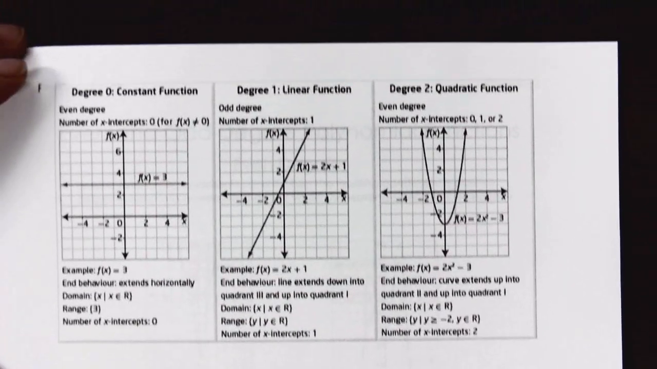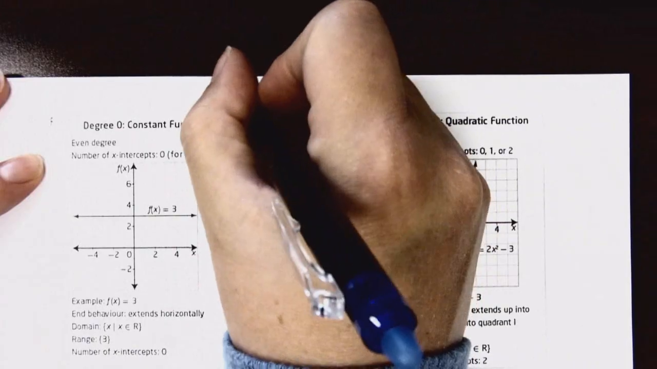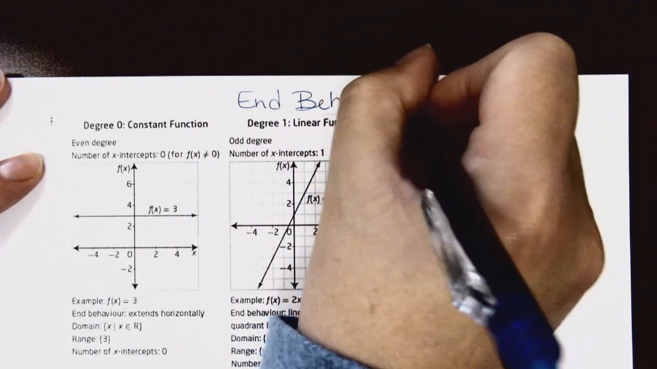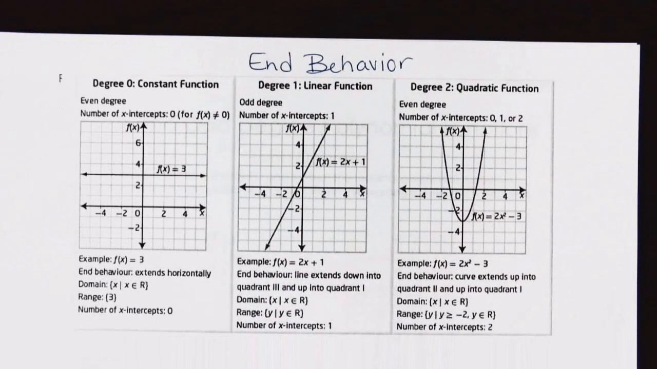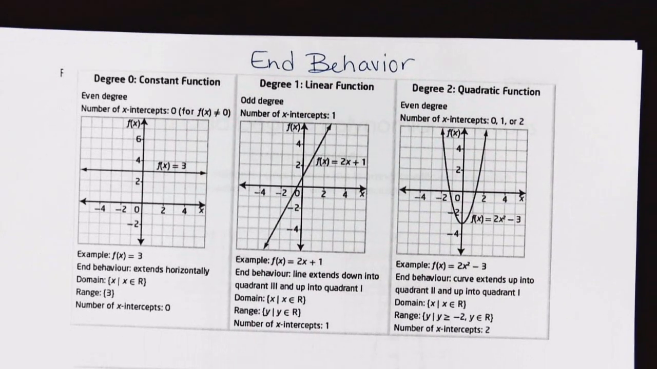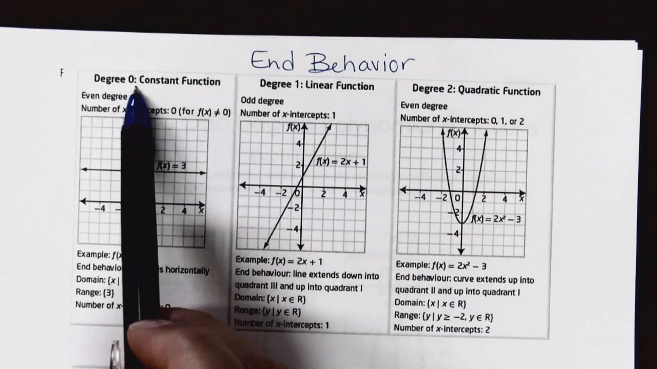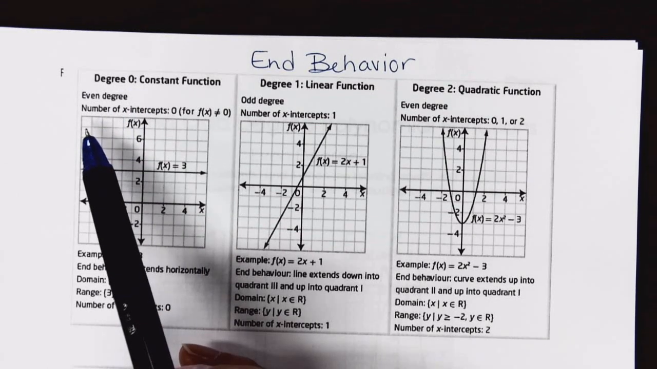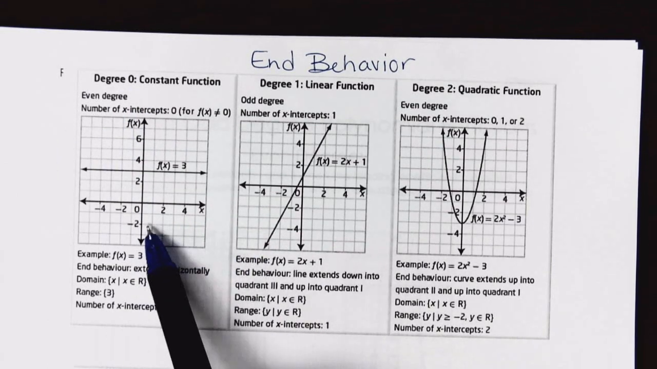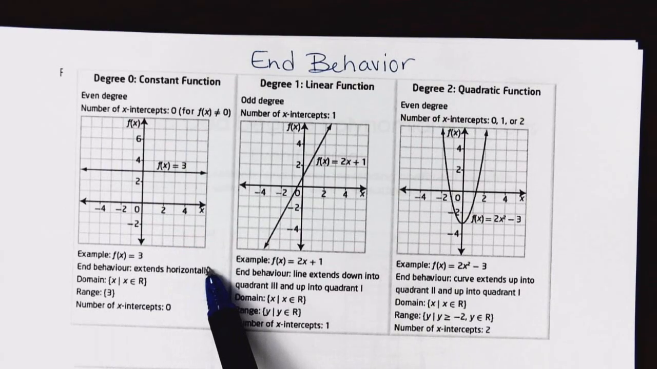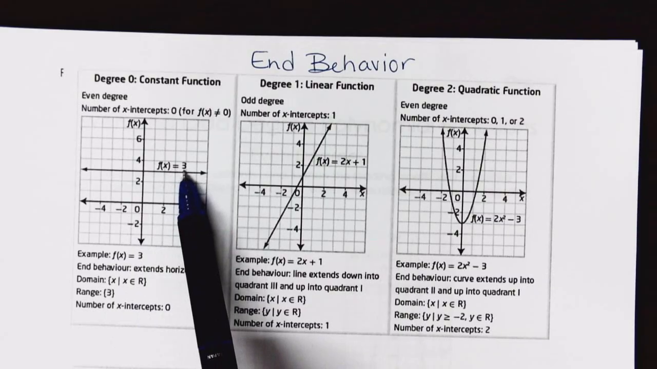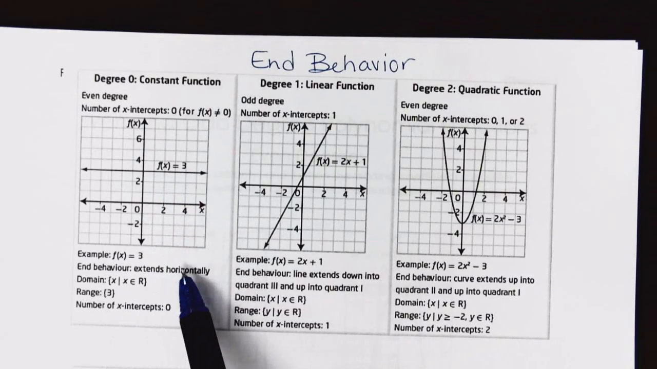This whole page is about end behavior. All right. If you have a constant function, this means a degree of 0. So this would be like y equals 2, y equals -1, whatever the case may be. Your end behavior is going to extend horizontally. Your range is only going to be a single number. Like this one is f of x equals 3, so y equals 3.